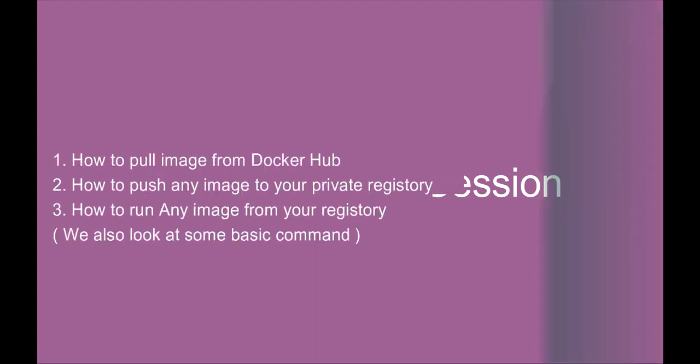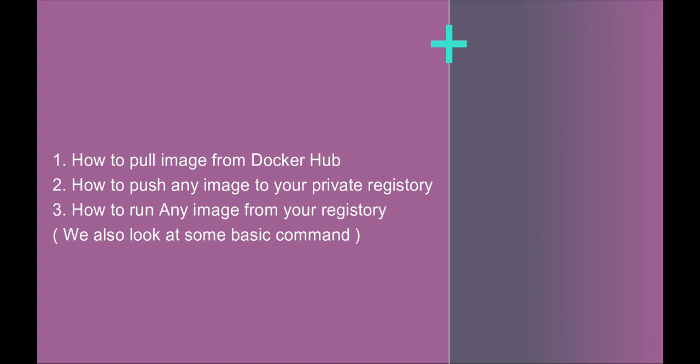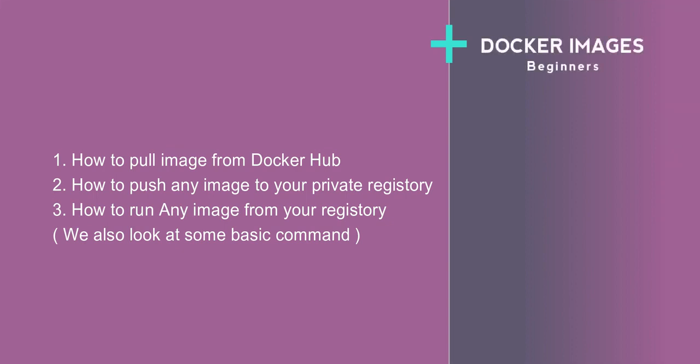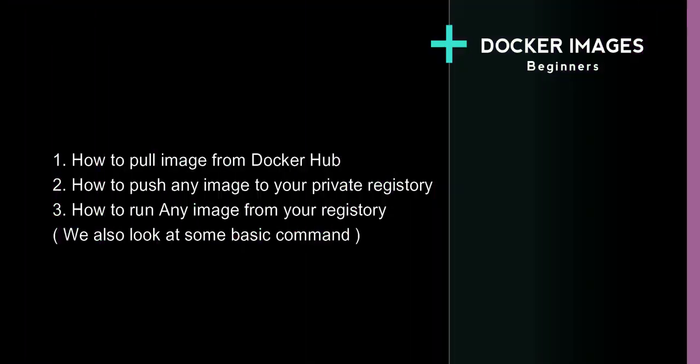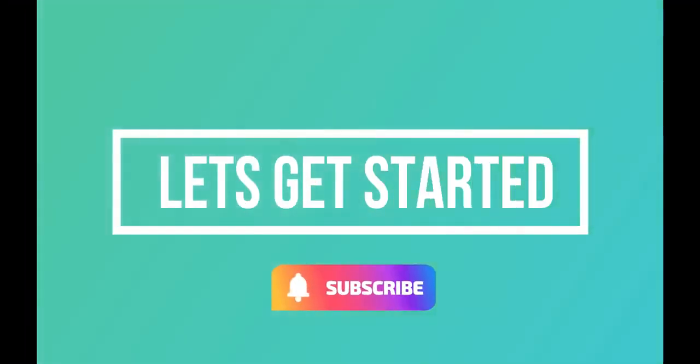This is going to be very basic and beginner for Docker images. Today we are going to learn how to pull an image from the Docker Hub, how to push any image to your private registry, how to run any image from your registry, and we also look at some basic commands. Let's get started.